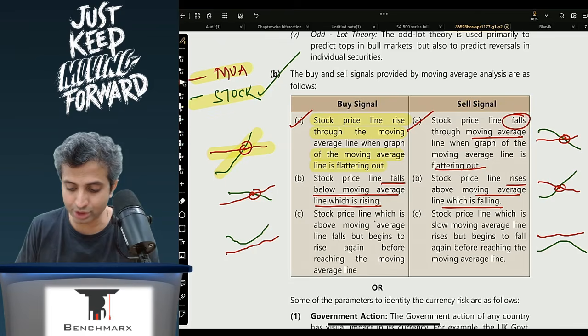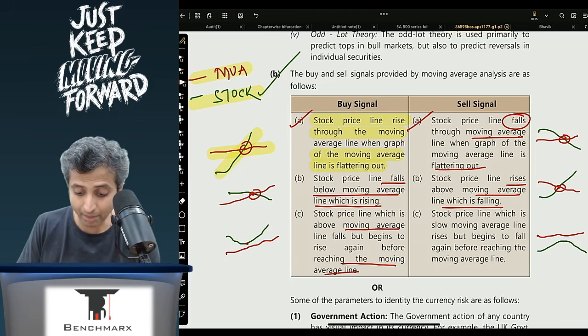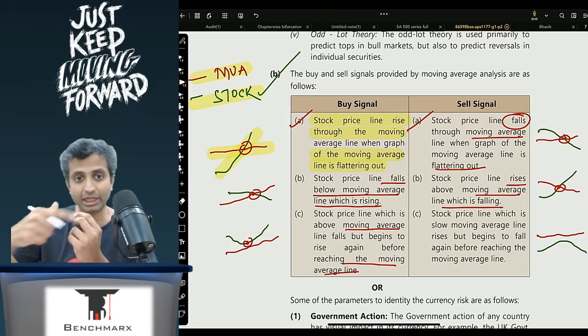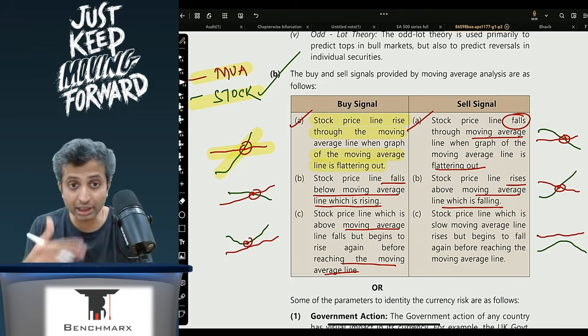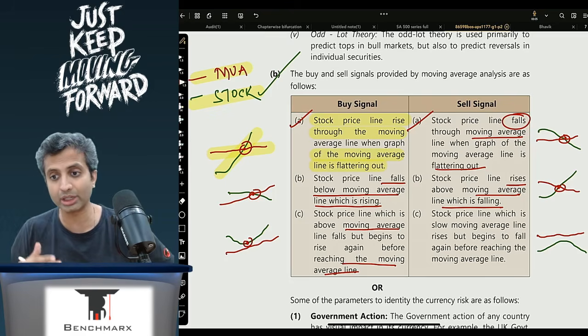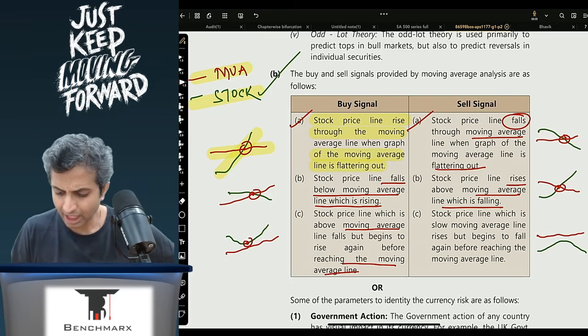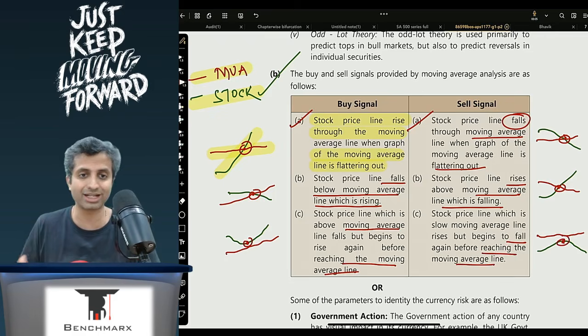And the last one is the stock price line which is above the moving average, falls but begins to rise again before reaching the moving average. So it was falling, but before it reaches the moving average, it again starts rising. So there's no intersection here, but there is a signal that okay, the long-term trend is a positive trend and the stock price has started to increase, so might as well buy. The exact opposite, like if the stock price line, which is a rising line, begins to fall again before reaching the moving average line, over here we say that it has reached kind of a peak and it is now falling, so might as well sell it.